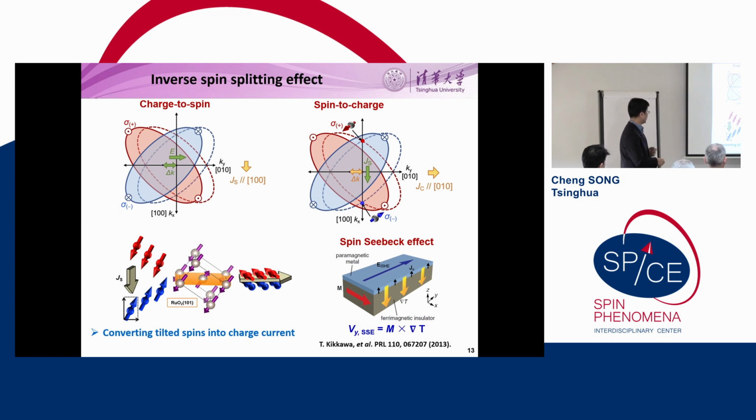We also use this tilted spin sample, this ruthenium oxide 101. We try to measure this sample by the spin Seebeck effect. For the spin Seebeck effect, the spin polarization is along this x direction, the temperature gradient is along z direction, and we can measure the voltage along y direction. But here, we can demonstrate that the voltage is not completely dependent on this configuration. We can use this method to measure the sigma x and the sigma z in this sample.